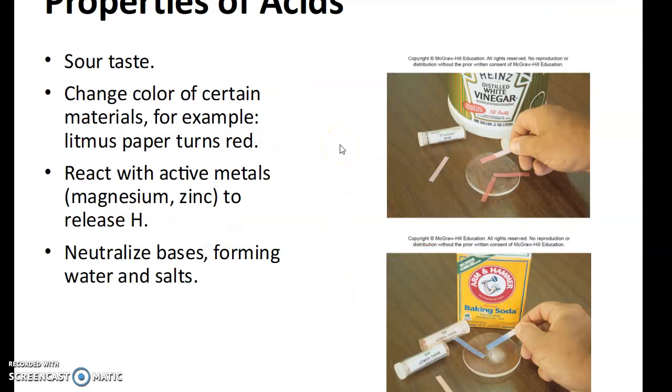Properties of acids: they have a sour taste, but don't go tasting them. Just take my word for it. Okay? Maybe if you have a very dilute one, vinegar for example. I guess some people do take vinegar at a lower concentration. It also changes the color of certain materials. It will turn litmus paper red. It reacts with active metals, magnesium, zinc, to release hydrogen. And it neutralizes bases, forming water and salts. Those are the properties of an acid.